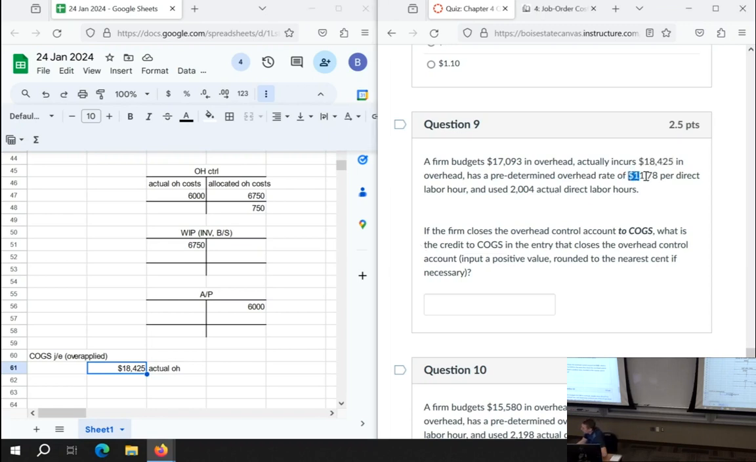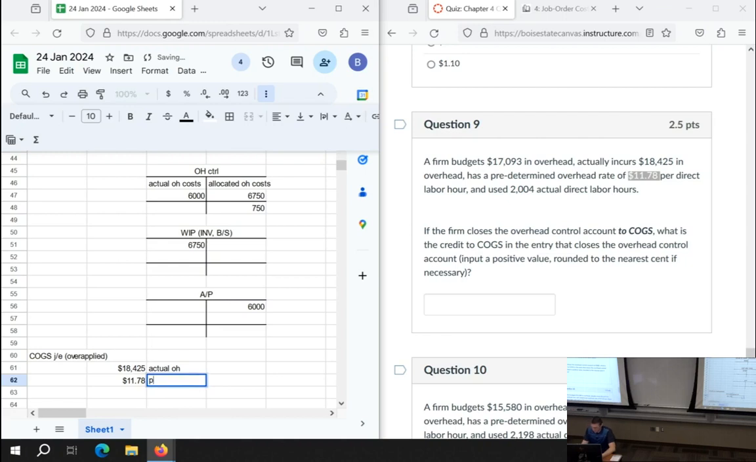We have a predetermined overhead rate of 11.78 per direct labor hour, and we used 2004 direct labor hours. Are we going to use this number at all? I see some shaking heads, and that's right. We do not need that number. I already gave you the rate. The rate is what you would need this number for. You would need that in the numerator and then total budgeted direct labor hours in the denominator to get the rate. I already gave you the rate. I'm so nice.